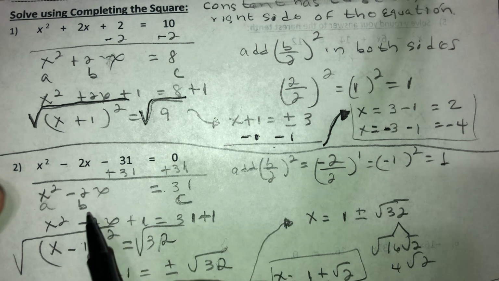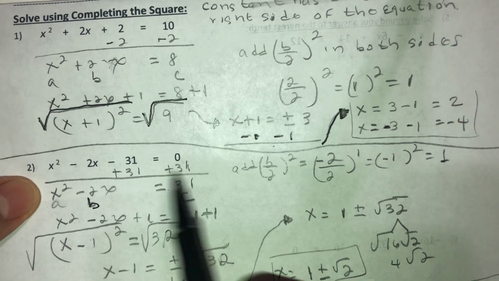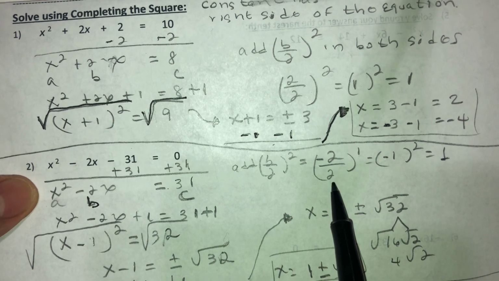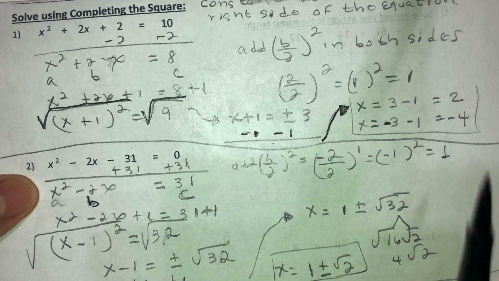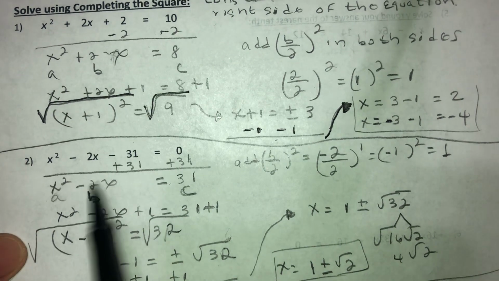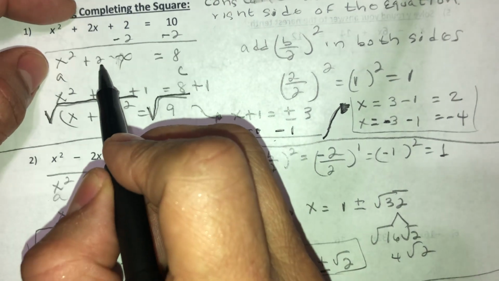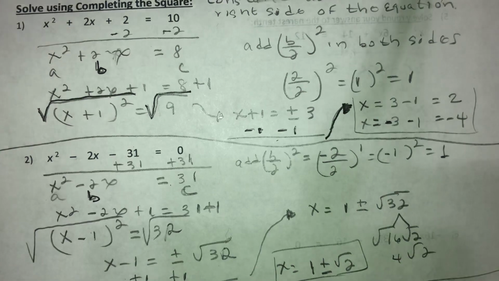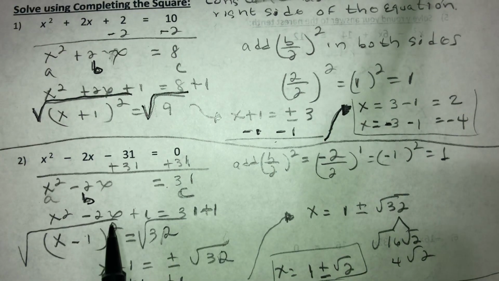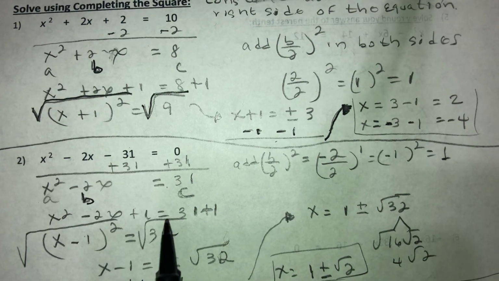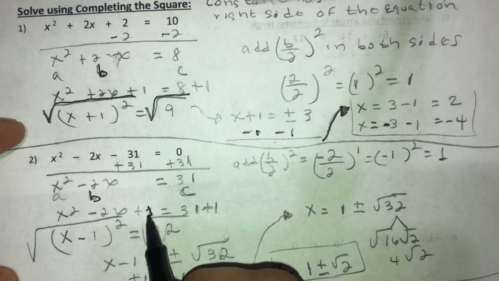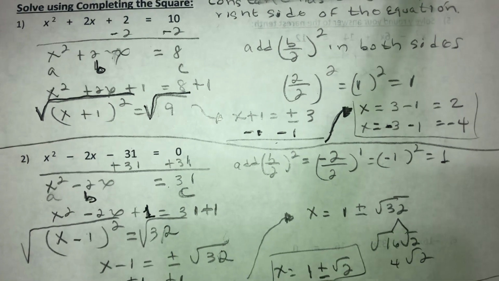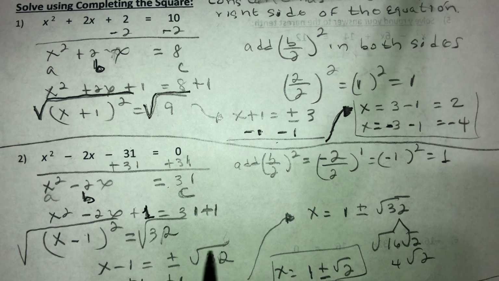You can see here, this is b. So negative 2 divided by 2 gives me negative 1, and negative 1 squared is positive 1. So what I do is I add, let me just put b here so you know where that comes from too. So now what I'm doing is adding that value on both sides. So I do plus 1 here, plus 1 there, and when I add up, that becomes 32.